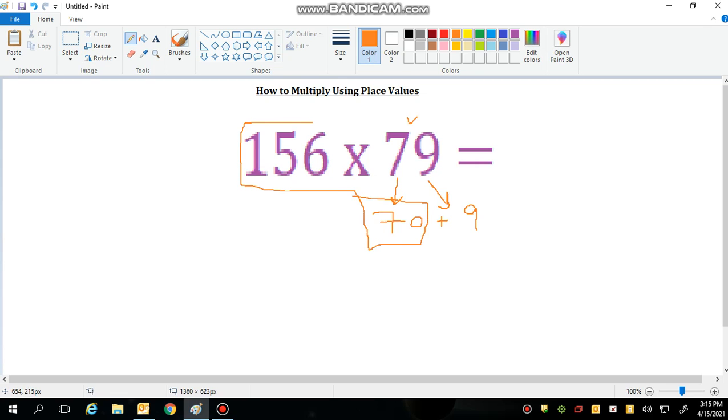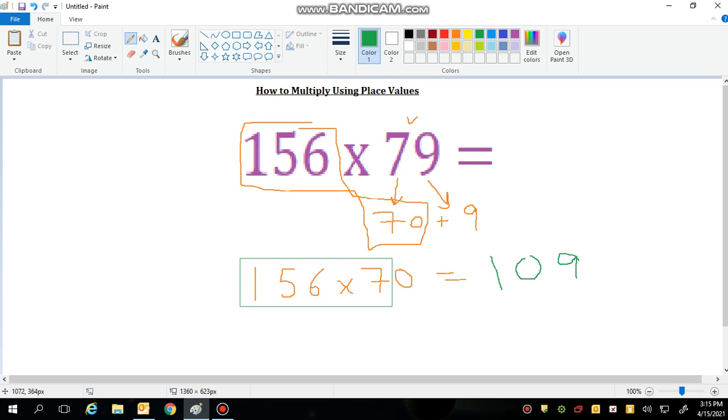156 multiplied by 70. We're going to do that first. We're going to use our technique again. Take your box. Multiply 156 times 7. I will use my trusty calculator. And that is 1092. So 156 multiplied by 7 is 1092. But don't forget that 0. Put that 0 at the end. Put the comma in the right spot. And there we go. 156 multiplied by 70 is 10,920. So this is taken care of.